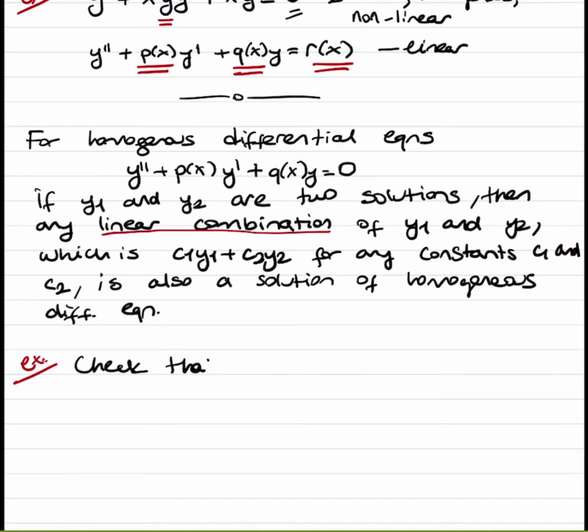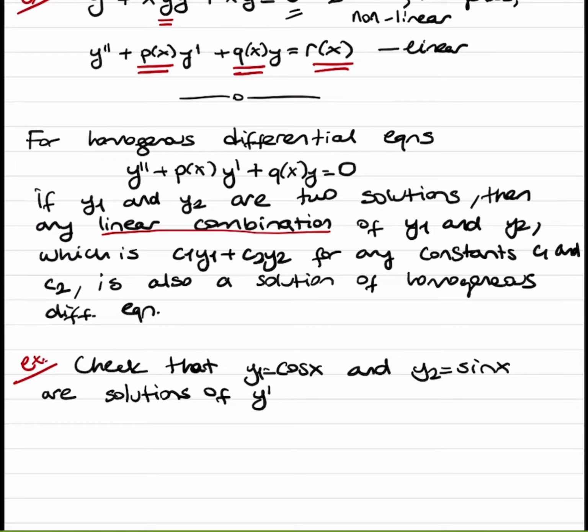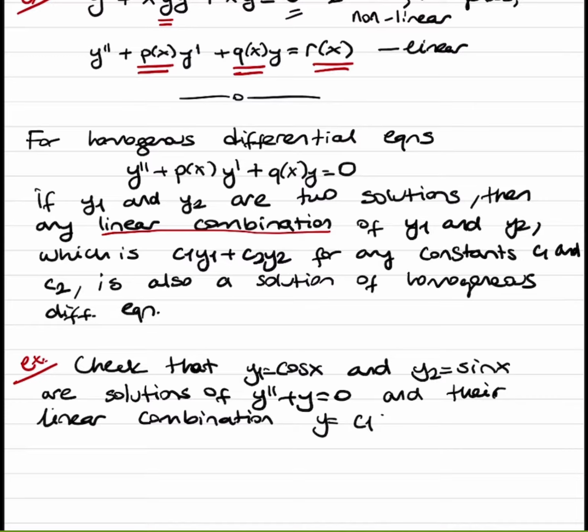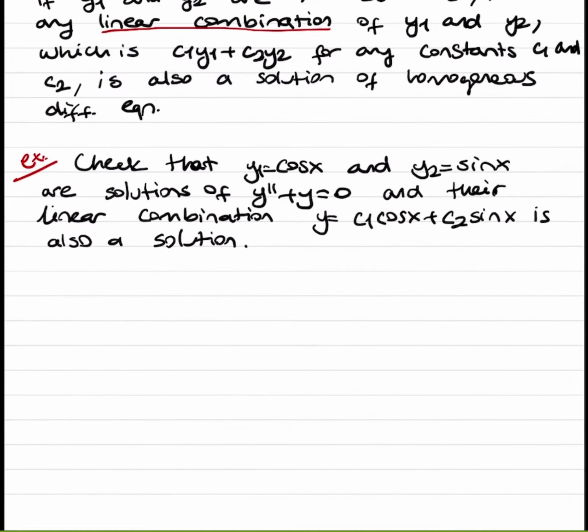Check, for example, that y1 is equal to cosine x and y2 is equal to sine x are solutions of y double prime plus y is equal to 0, and their linear combination, let's say c1 cosine x plus c2 sine x, is also a solution. So we have this differential equation, y double prime plus y is equal to 0.